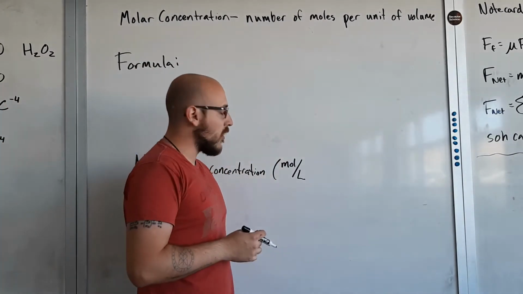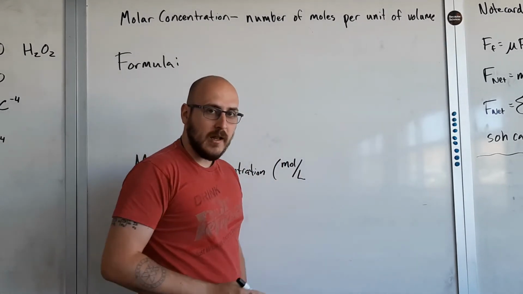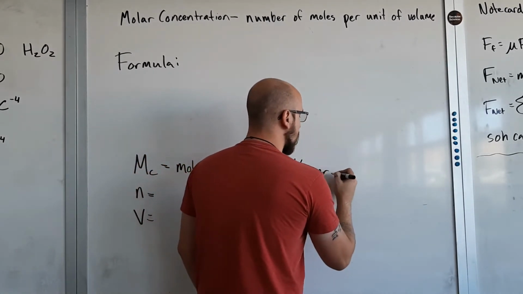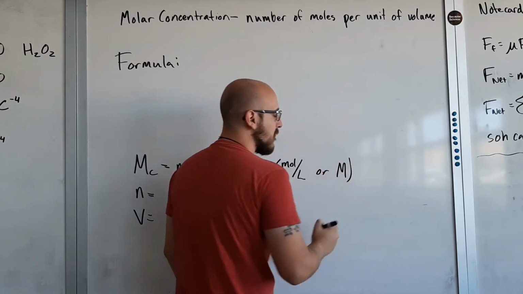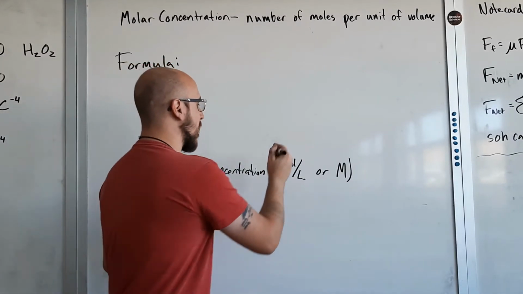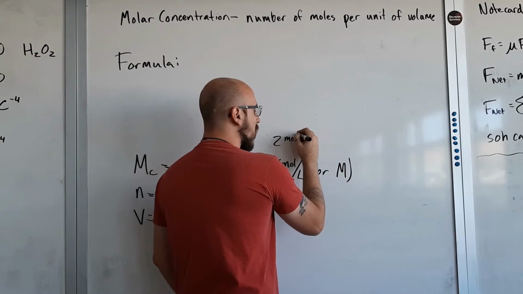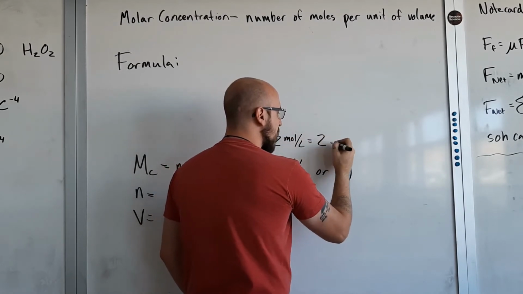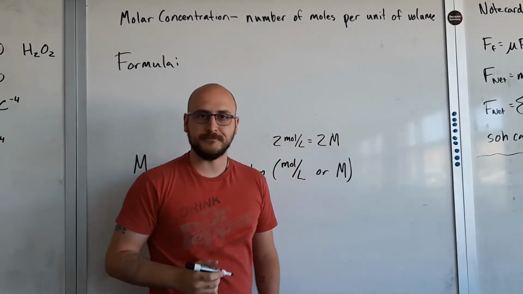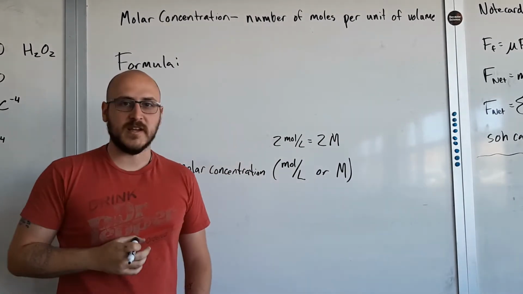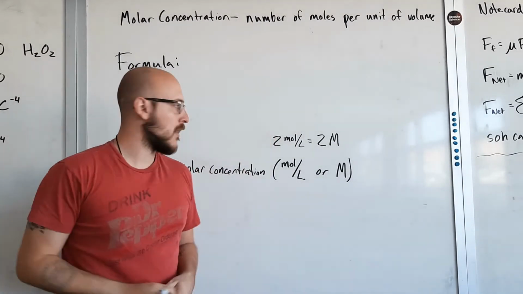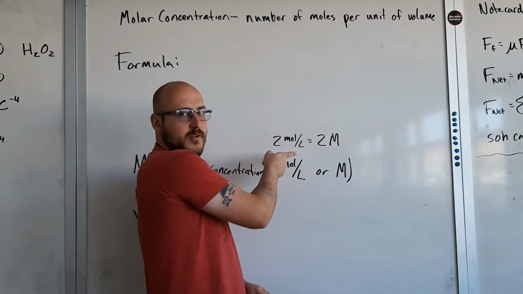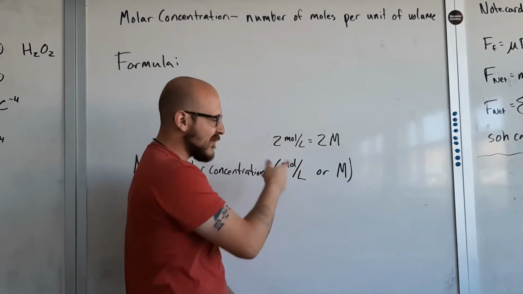So they don't always write mol/L. Sometimes we'll just do a capital M for our unit. Okay, so like 2 moles per liter equals 2 big M. That's just a matter of laziness. Most of the time I'll use moles per liter, but if you do see a big capital M there, we're talking about the same thing.